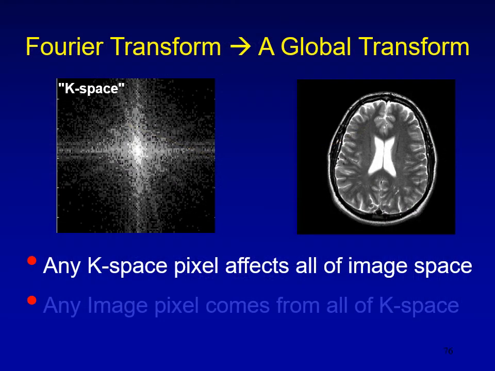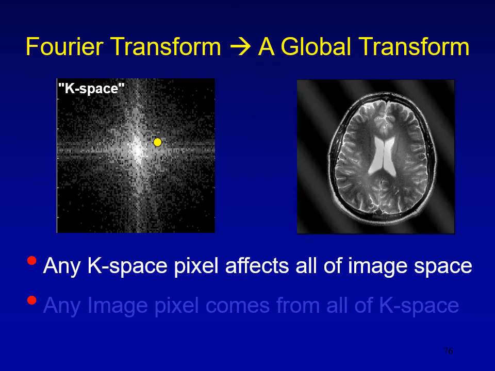An important point to understand about Fourier space is that it's related to image space via the Fourier transform. So any dot in K-space, as illustrated by the yellow dot that you see in the image on your left, will create and affect data across the whole image, as is illustrated by the stripe pattern on your image on your right.